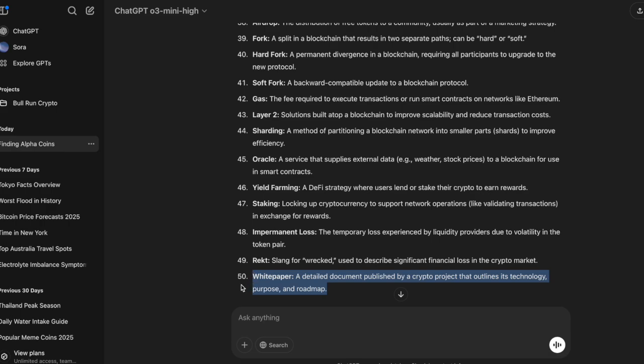White paper, a detailed document published by a crypto project that outlines its technology and purpose and roadmap. It's a white paper. It's essentially a peer-reviewed paper, kind of like a college paper, but it talks about what the coin is or what the plan is. It's like a business plan for the coin, but way more technical.